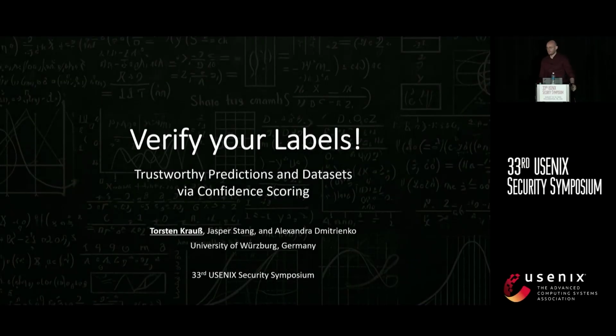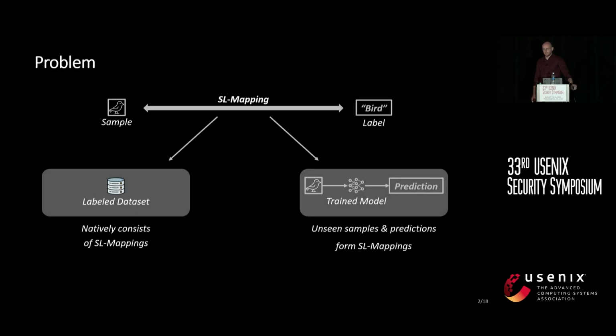In this talk, we will talk about verifying labels. So, what do I mean with verifying labels? The relationship between a sample and a label in machine learning is central. We call this SL mapping for this talk.